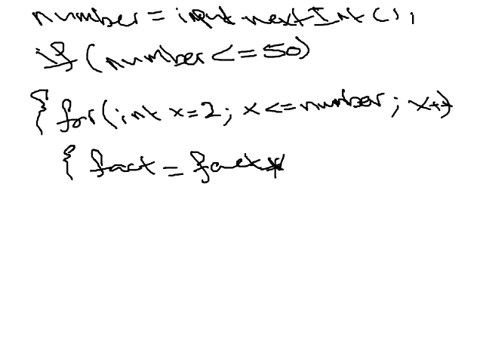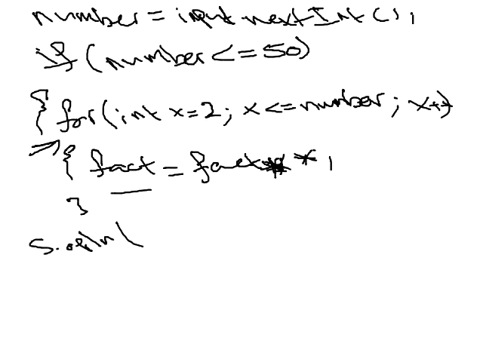Fact equals fact times the value of x. Because again, for factorial, you multiply by x to get all the range of the factorials. So if this for loop is correct, it multiplies fact by the value of x every time, right? And then we finish our for loop, and then print a message.